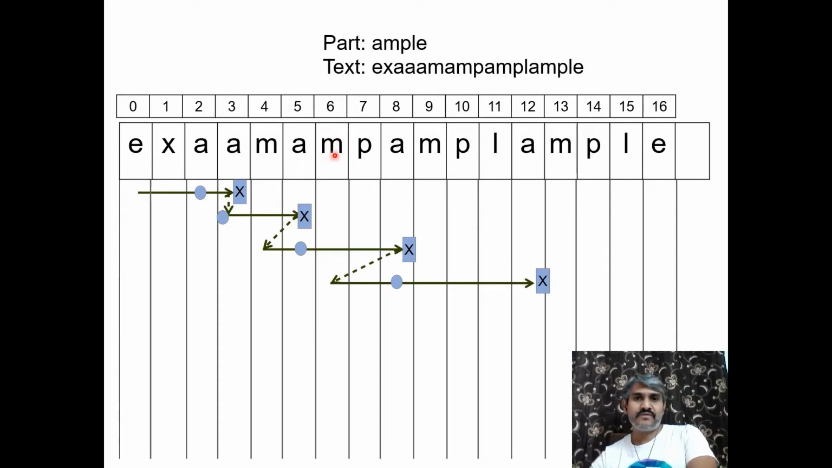We again check if position 6 is A. We see that's not the case. We go to position 7. We check if that's A. That's not the case, and then we hit upon A at position 8, and then we say, okay, are we going to have our match starting at position 8? And then we start to match the subsequent characters of part in text, which goes on fine for the subsequent characters A, M, P, L.